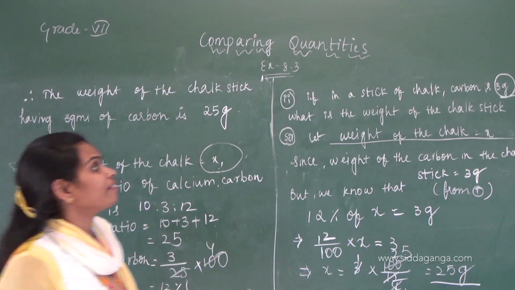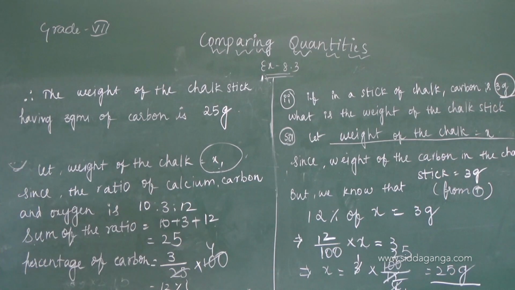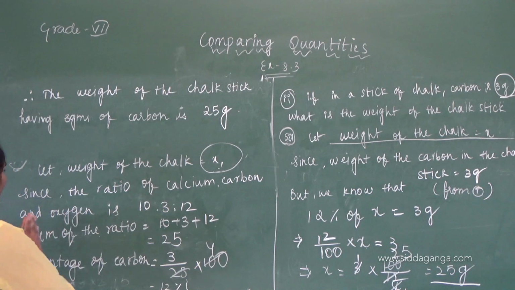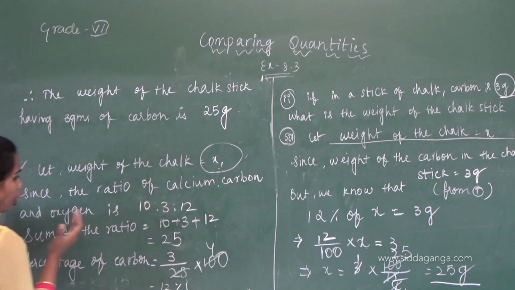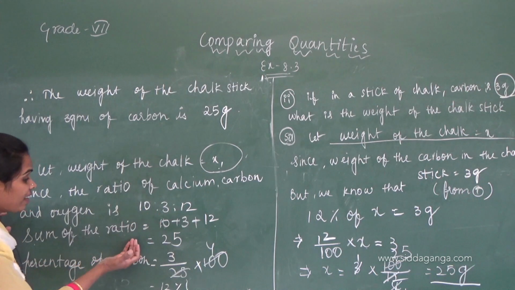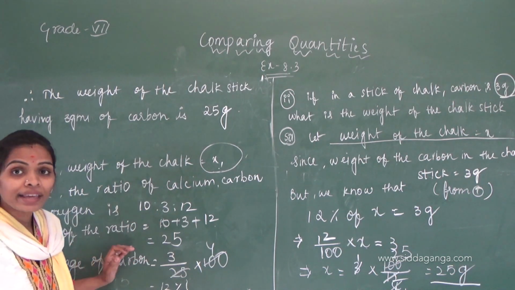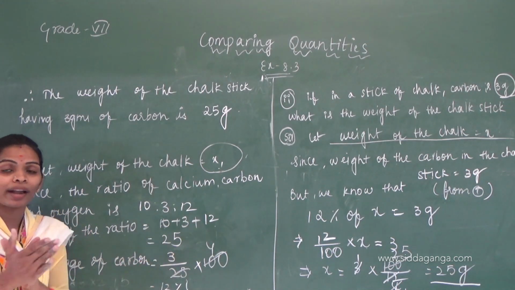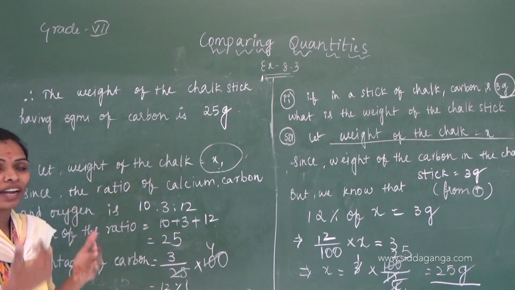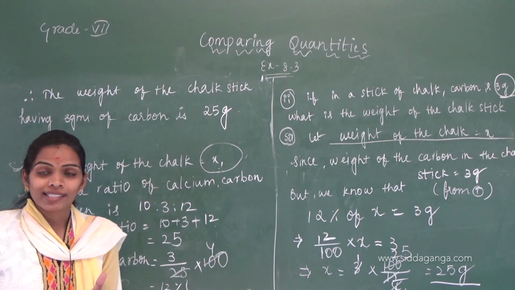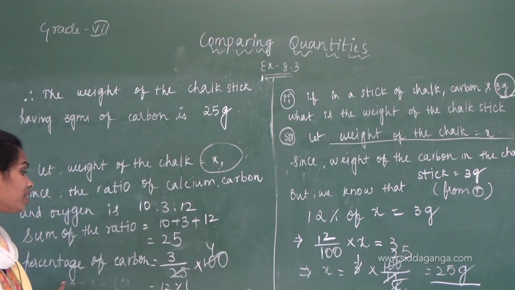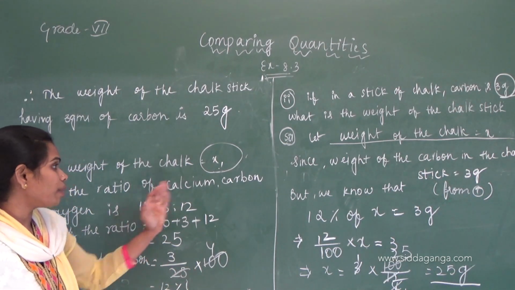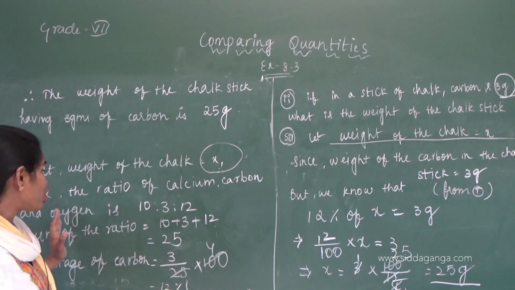Here, in the first question, what we were finding is the percentage of carbon in the chalk stick. To get the ratio of the calcium and the others, we mentioned them first, and then added the ratio parts, which equals 25. To find each part's ratio, we take each part divided by the total number of parts, into 100. Here also I have done the same: percentage of carbon equals 3 divided by the sum of the ratio parts, that is carbon, oxygen and calcium.